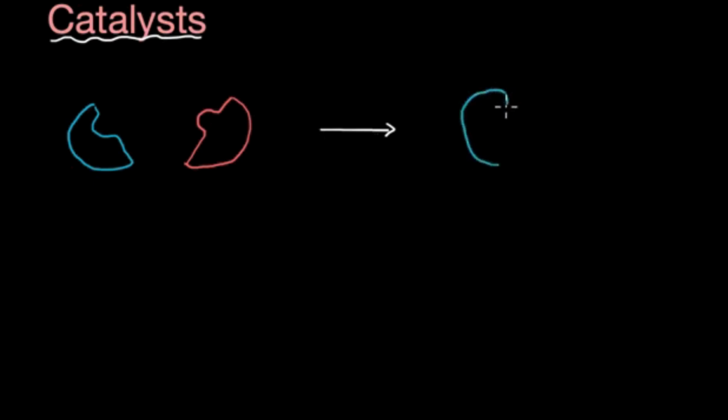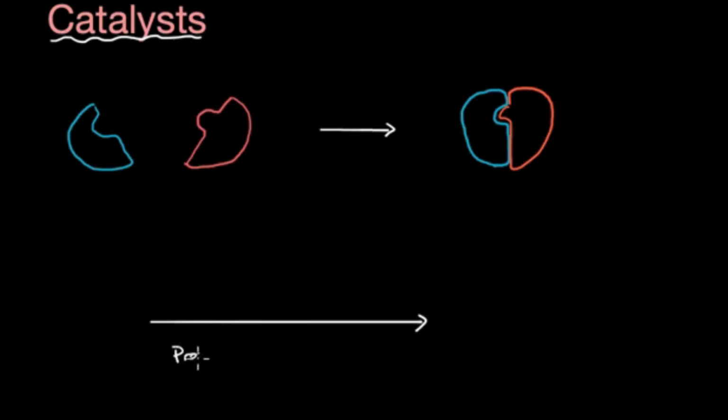And obviously, as I mentioned, this is an oversimplification, but it gives you the general idea. So it might form a molecule that looks like that. Now, as we mentioned, it has to have the right energy and the right orientation. So we can think about this in terms of an energy diagram right over here, where in this axis, let's call this the progress of reaction. And in this axis, let's just say energy.